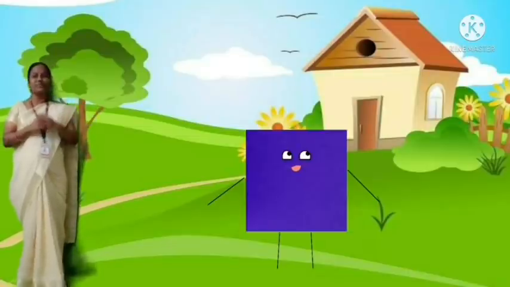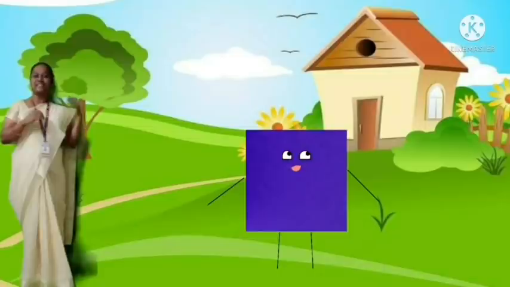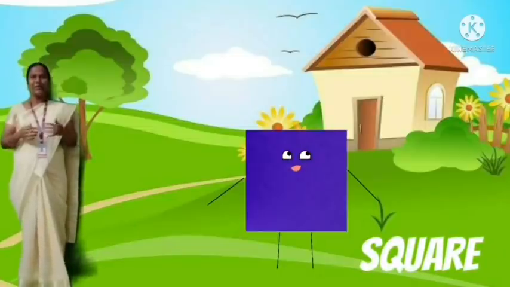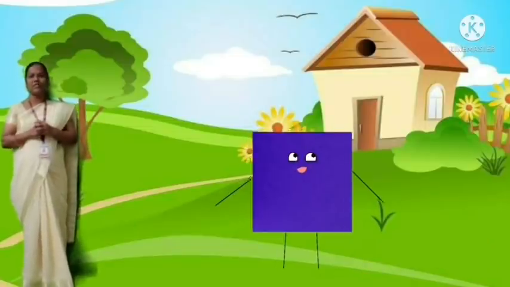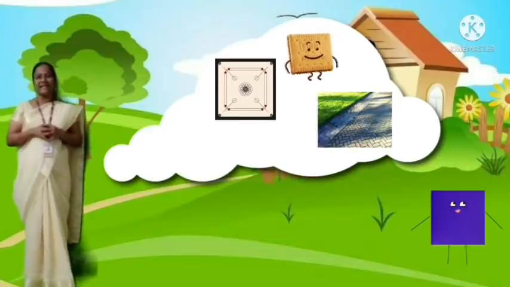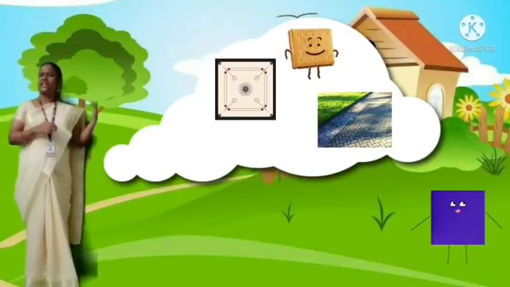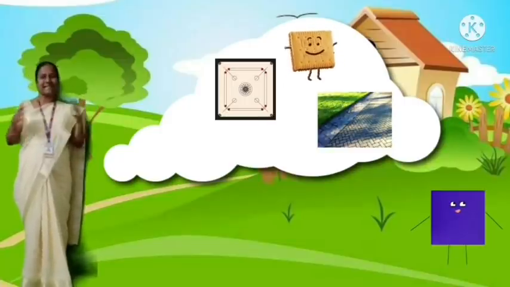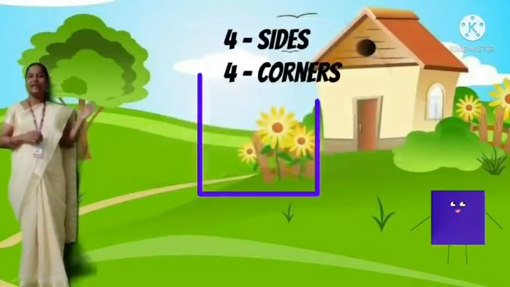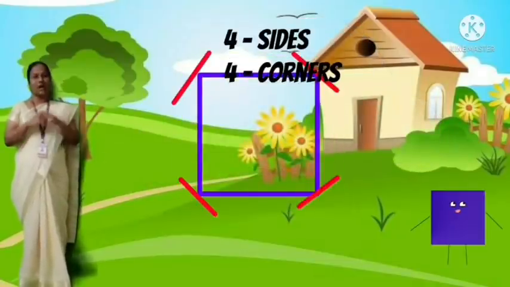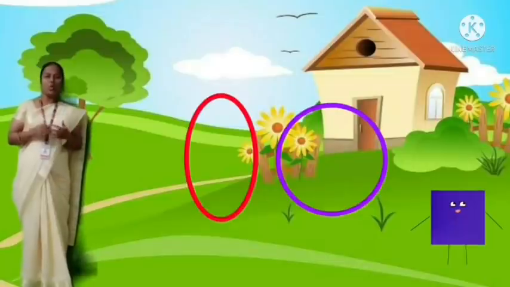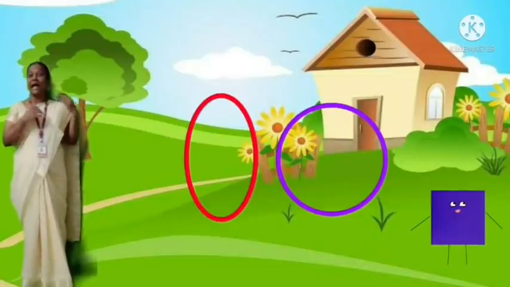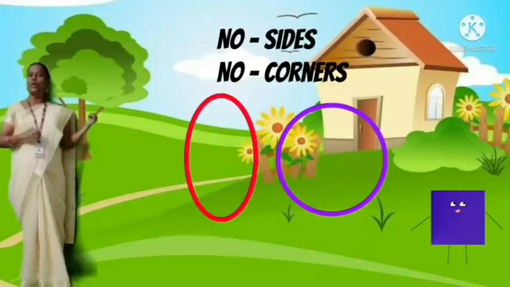What do we call this shape, children? It is a square. Now, let me show you some examples of square. Carrom board, some biscuits, floor tiles, and etc. These things are flat and they have equal sides. Square has 4 sides and 4 corners. But oval and circle have no sides and no corners.